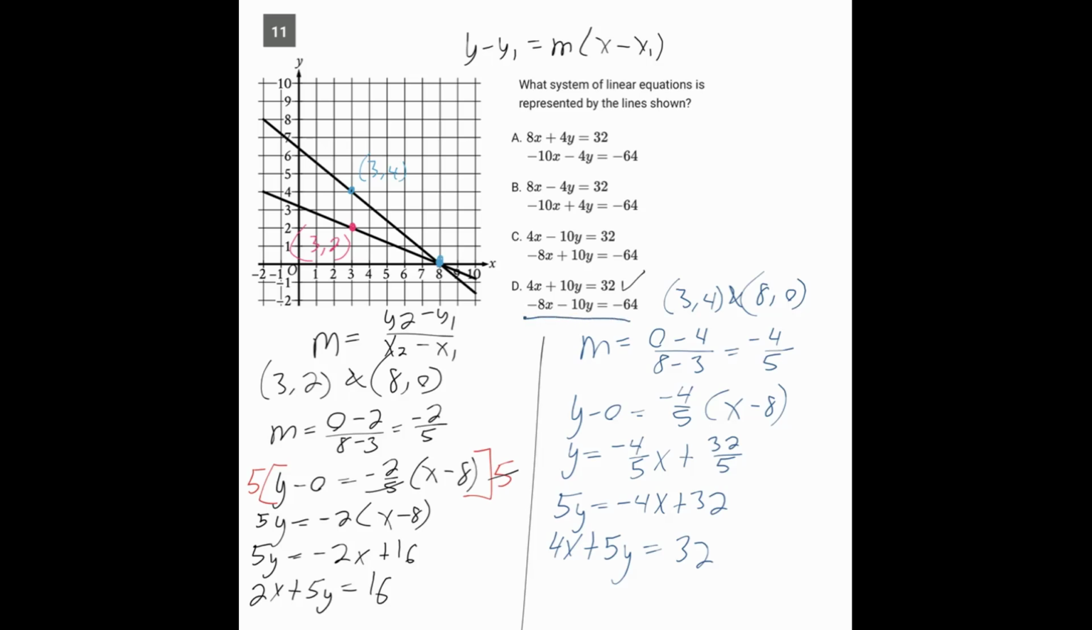If we multiply each piece of that by negative 2, we'd have negative 8x minus 10y and negative 64. So the two lines are both represented right here. This is equivalent to this one, just multiplying both sides by negative 2. And this is equivalent to this one, multiplying both sides by positive 2. So our answer here is D.